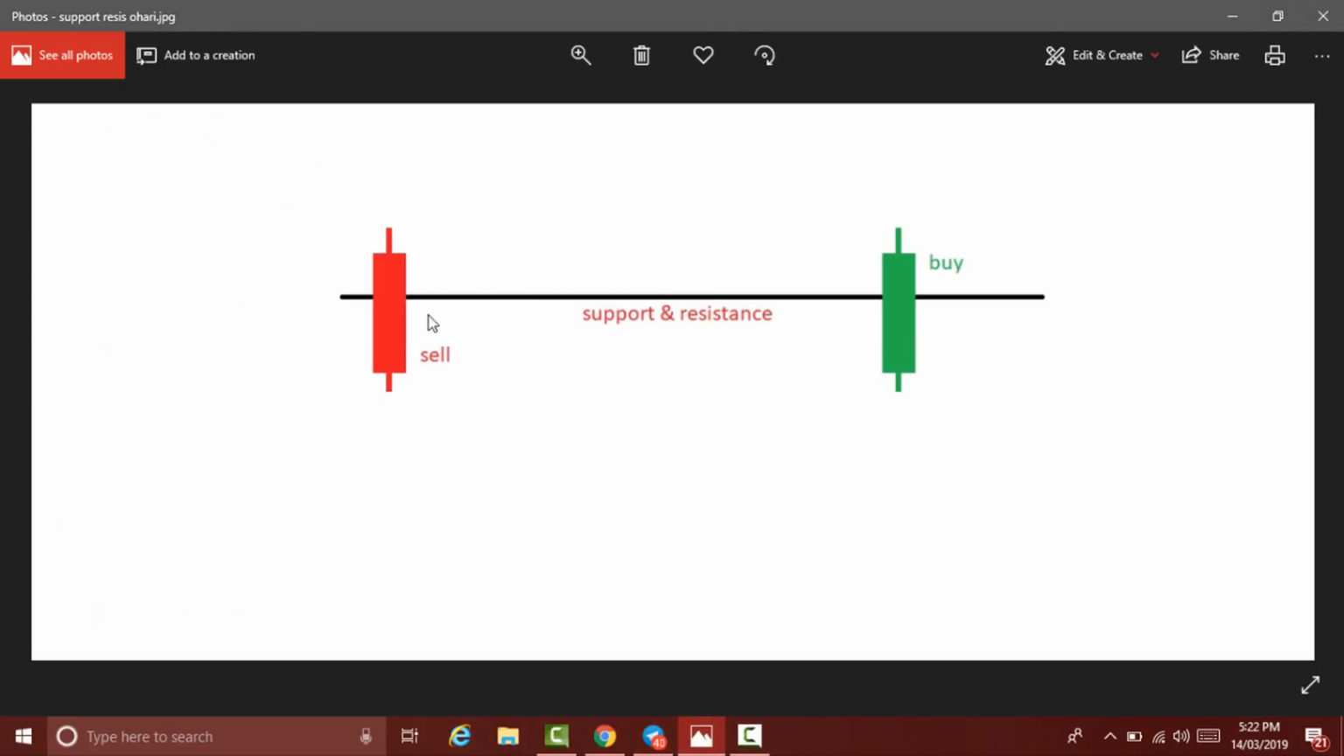So first you just mark the levels on the chart, and after 9:20, if any candle closes below the level, then go for sell. If it closes above the level, then go for buy.